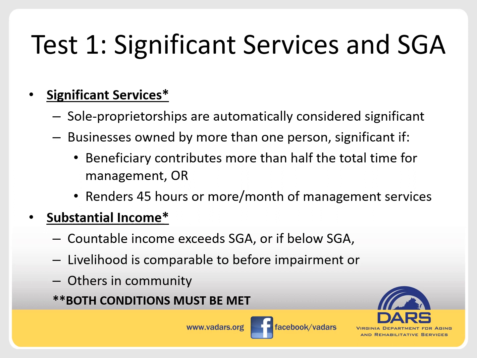So in order for a person to be found to both be providing significant services and earning a substantial income, all these conditions that I've laid out on this slide have to be true. If they're not, then it's not likely that Social Security is going to find somebody earning more than SGA.